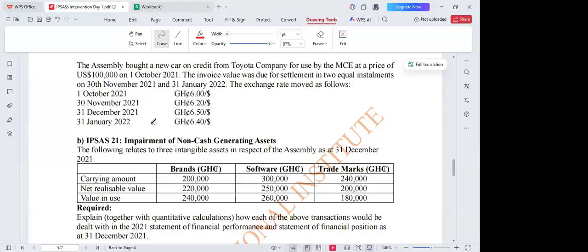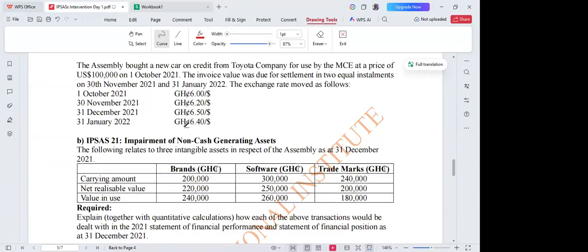The exchange rate moved as follows. On 1st October 2021, 6 cedis is to $1. On 30th November 2021, 6 cedis 20 pesewas is to $1. On 30th December 2021, 6 cedis 50 pesewas is to $1. And on 31st January 2022, 6 cedis 40 pesewas is to $1.